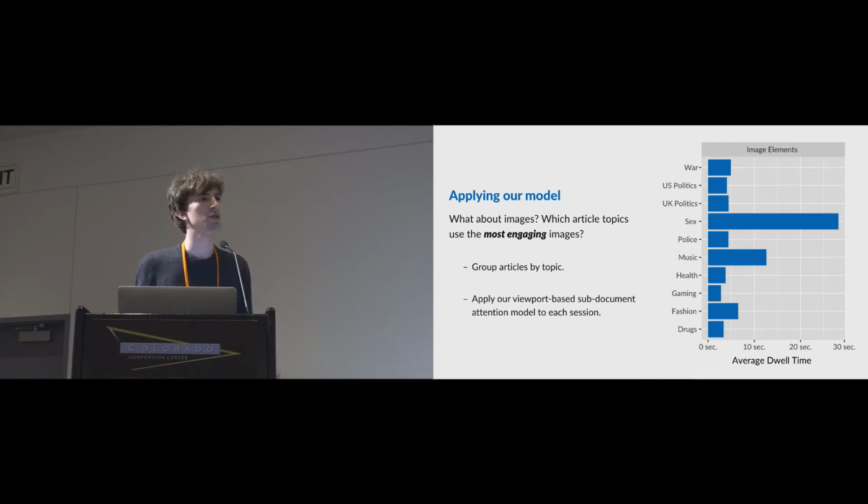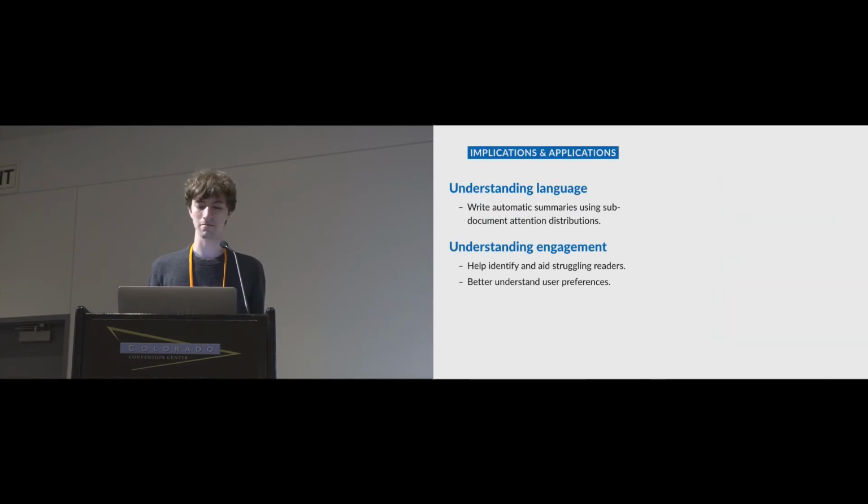So this is the kind of information that as an editor of a website or a writer, you might want to know about your articles, you might want to know about your audience, and this is the kind of information that subdocument attention can provide. So here are a couple more implications and applications of the research. One of them that I'm most interested in is understanding language. Could we use this attention distribution across the page as measured by this attention model to better summarize the page and include elements in the summary that matter to readers?